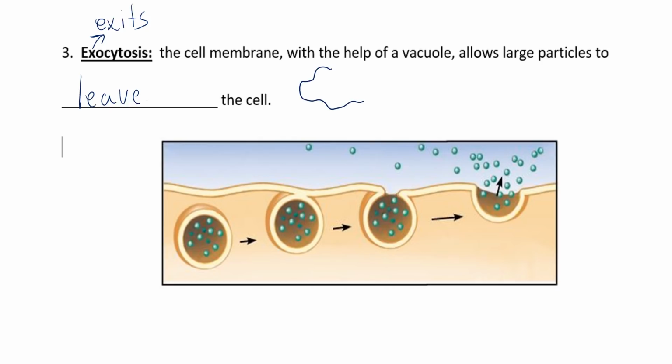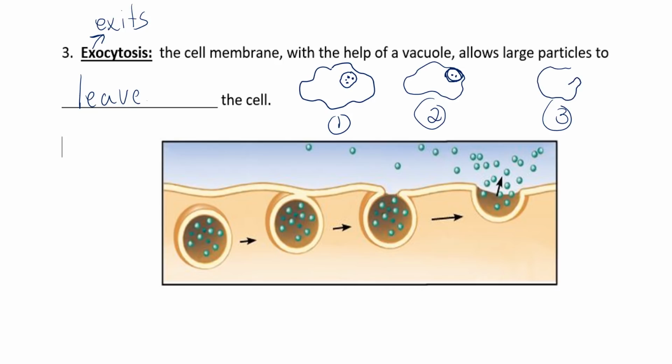If I were going to draw that out in three steps, here's step number one. Here is a vacuole. It's got some waste in it that we want to get rid of. In step number two, that vacuole actually fuses or joins with the cell membrane. And then in step number three, the cell membrane actually opens up where that vacuole was, and it allows that waste to leave, and it takes energy. All right, guys, so that is the end of the information that you need to know about active transport.